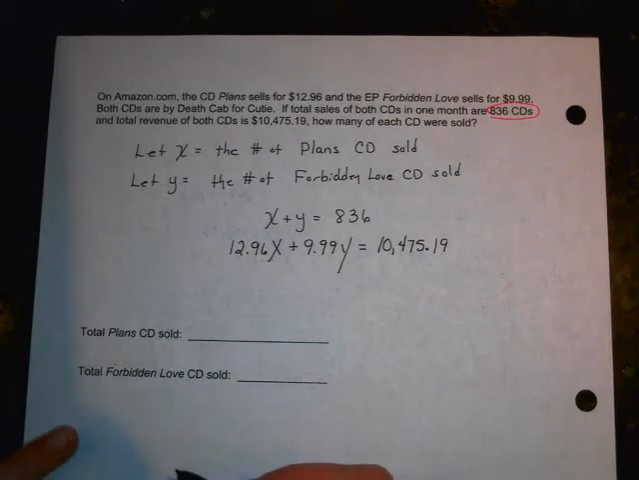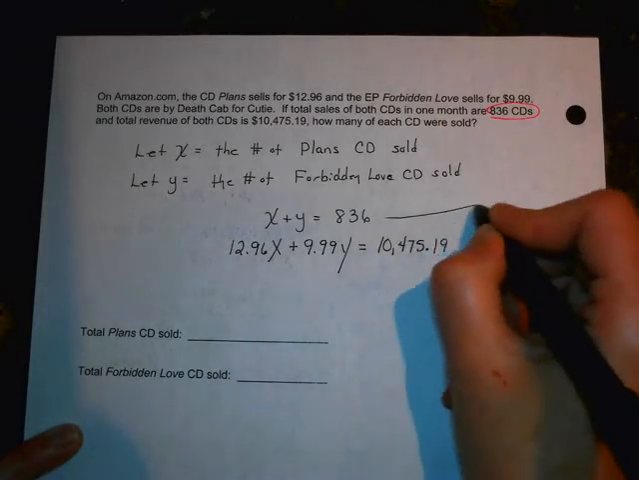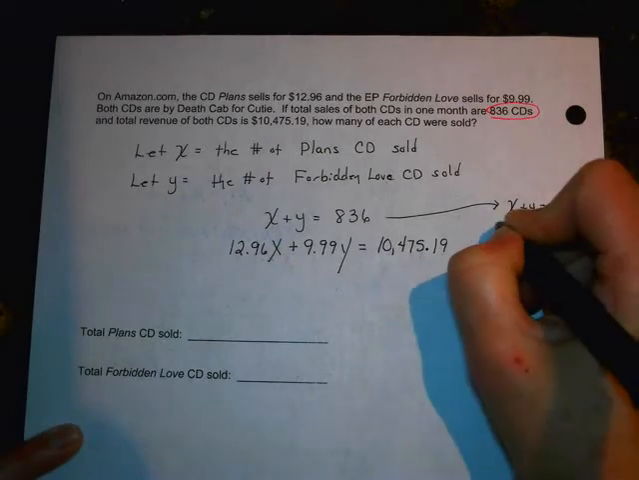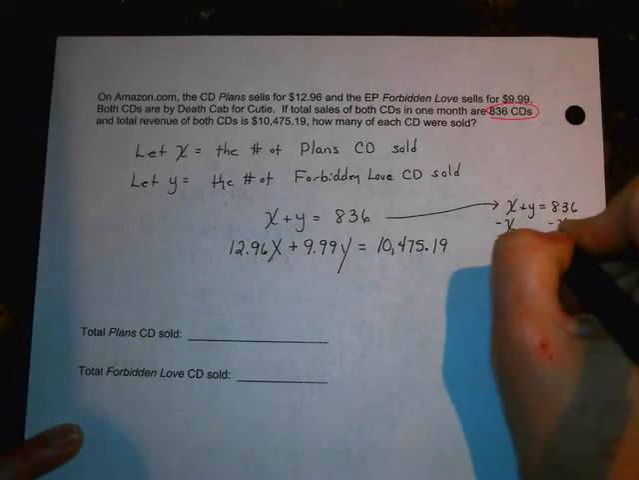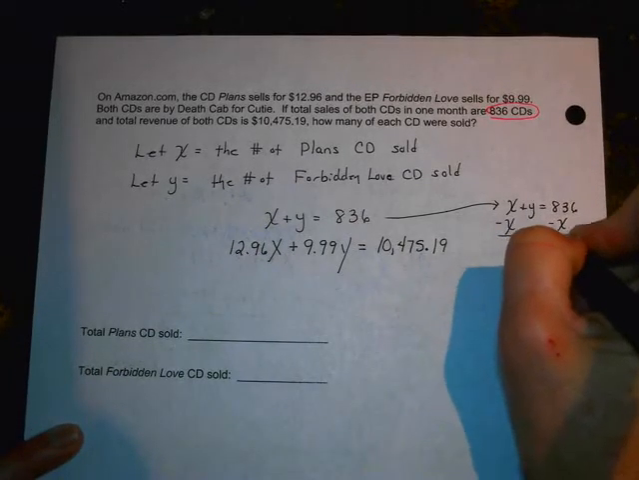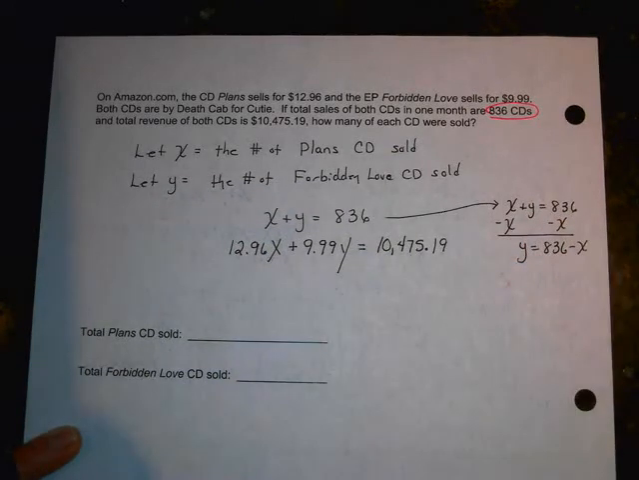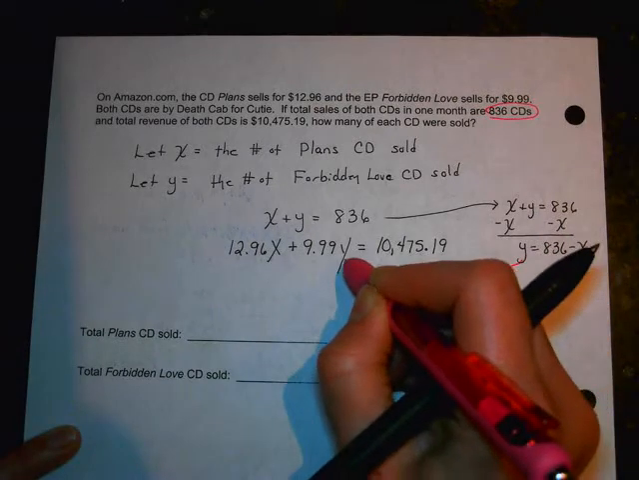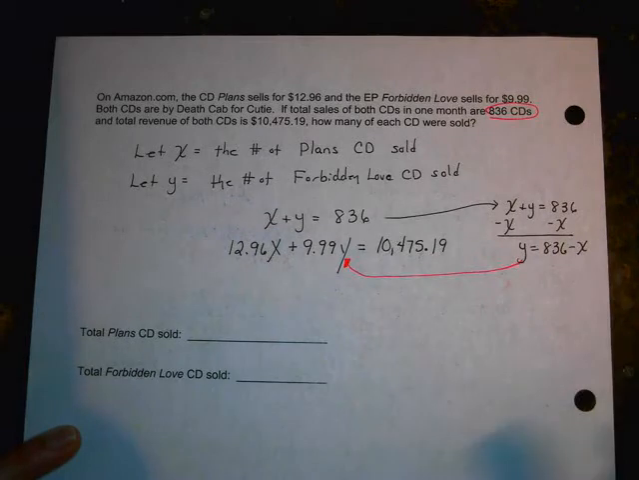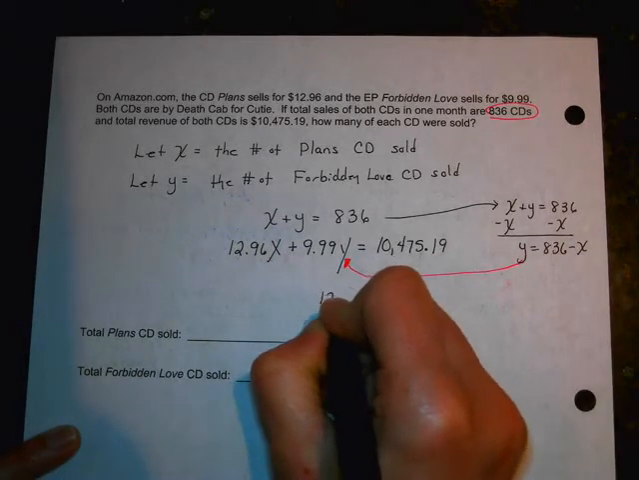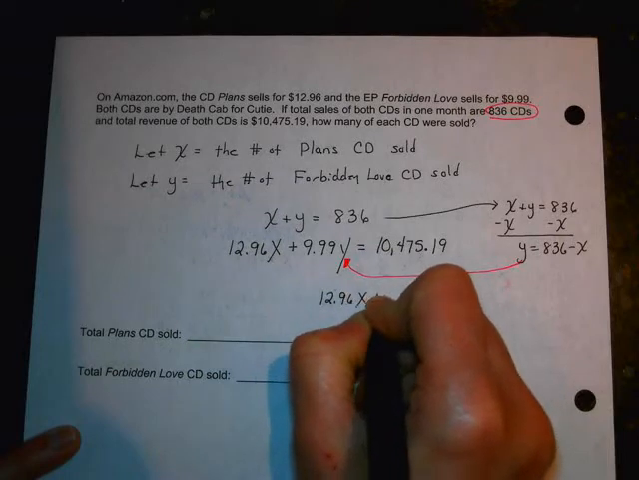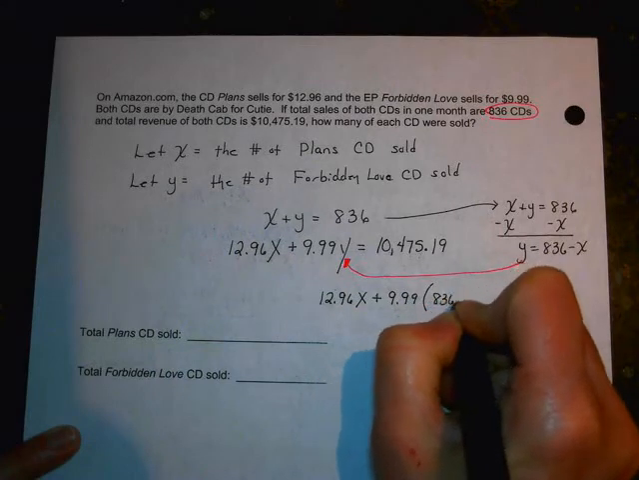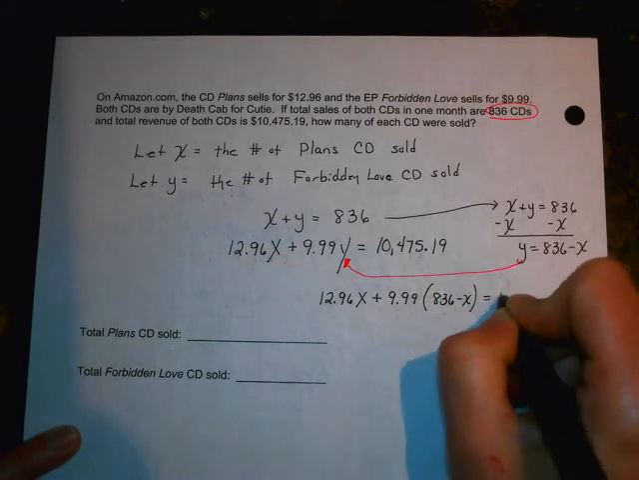I'm going to take this one over here and solve for y. So I'm going to subtract x from both sides. So y equals 836 minus x. And then, by the name, you substitute. You're going to substitute that into the equation we haven't used yet, right there. So we have $12.96 times x plus $9.99, and instead of y, we write 836 minus x, and that's going to equal $10,475.92.